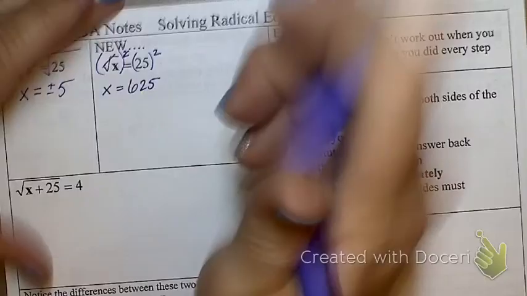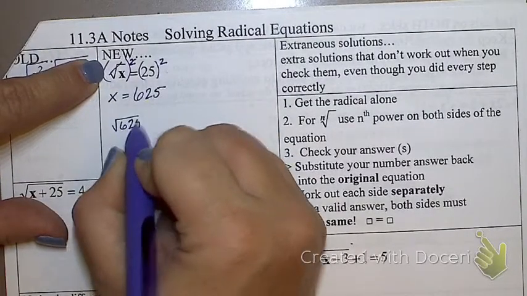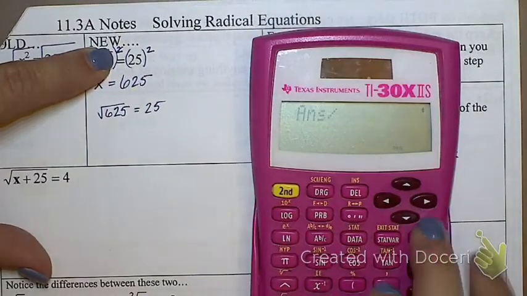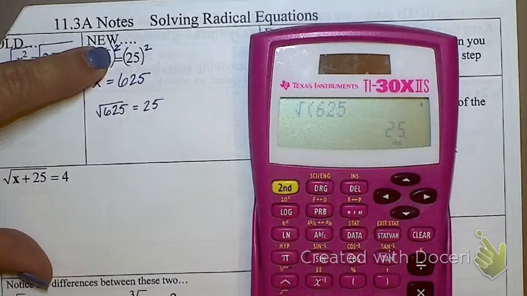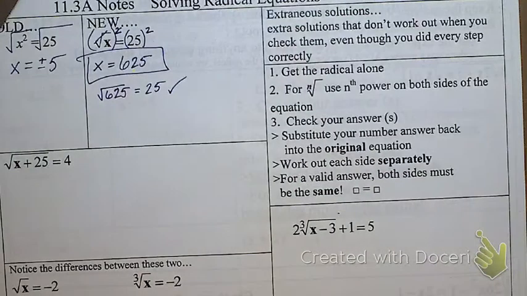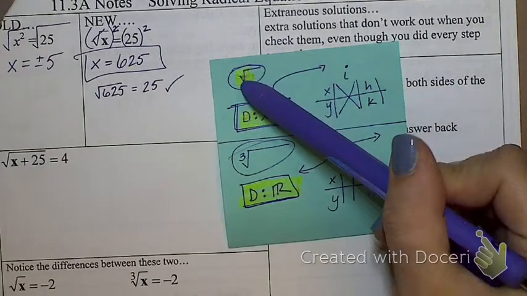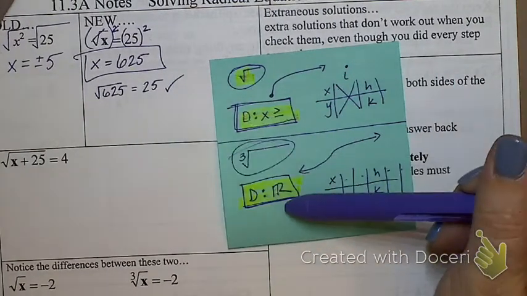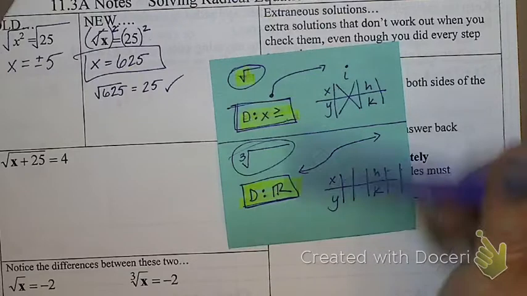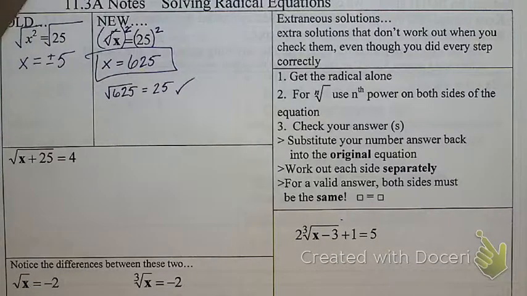So what does that mean? That means I have to take 625, go back to the original problem, and see, does the square root of 625 equal 25? If that's true, my answer's good. It does, so my answer's good. And we'll see one where it doesn't work out. So all of this to say, when you have an even index, you must check your answer. When you have an odd index, you don't have to check your answer if you're confident you did the work correctly. Okay? All right. Now, that was a very simplified example.